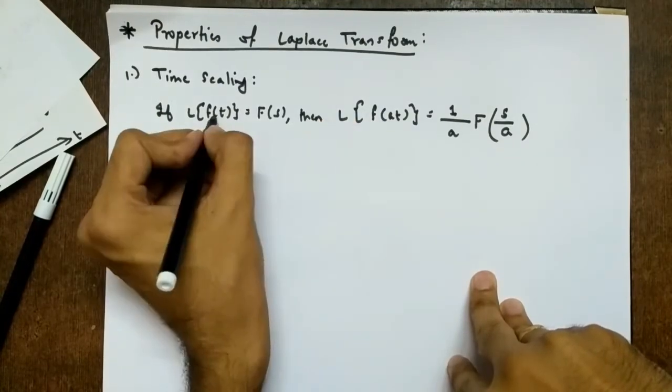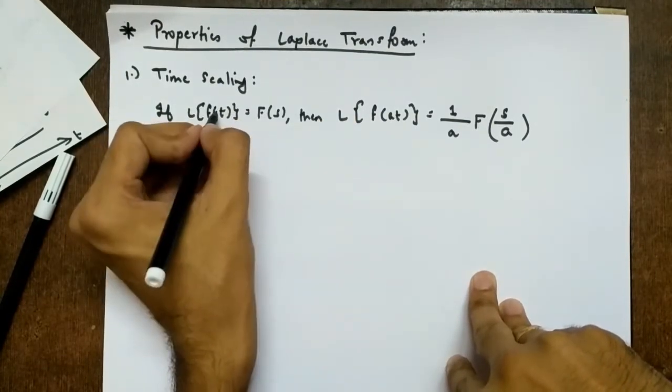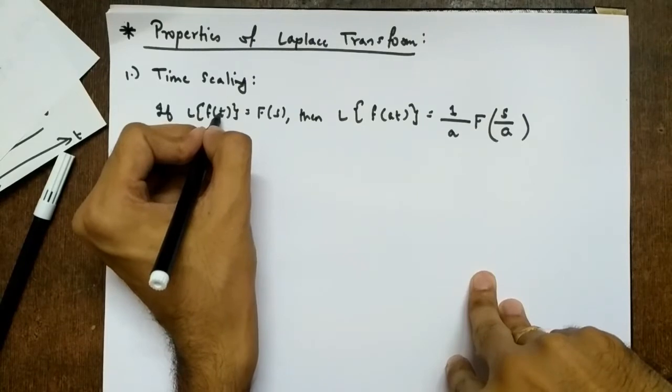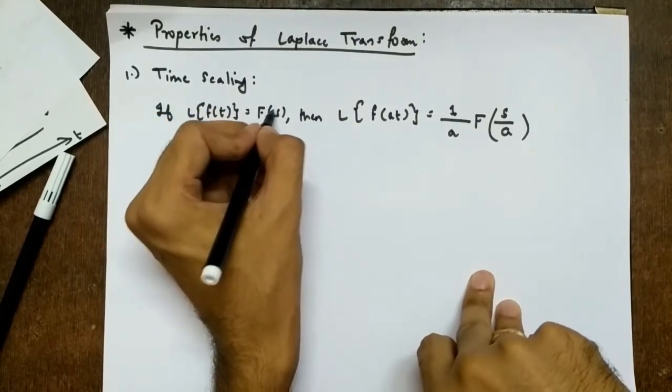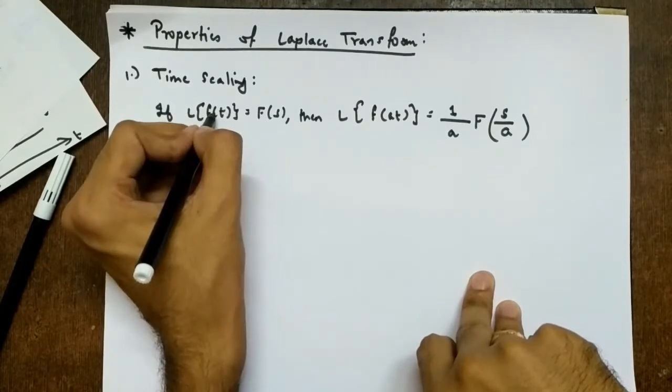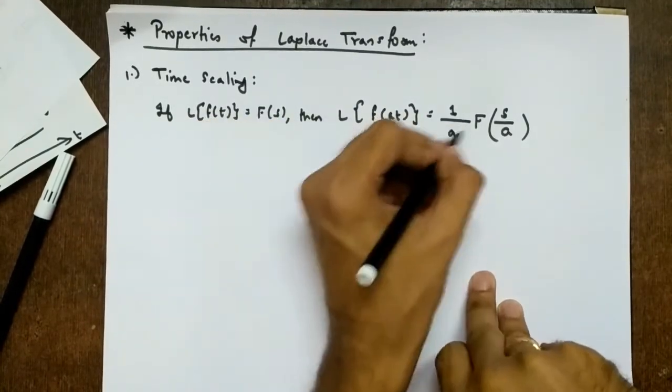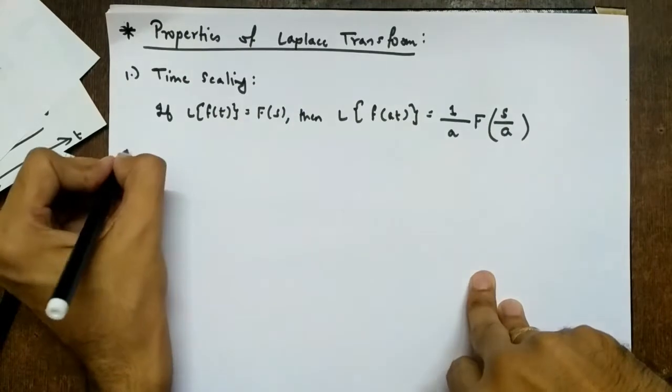If the Laplace transform of f of t is F of s, and t is replaced by at, then you replace s by s by a, where a is from here, and you divide the whole answer by a. That is the meaning.